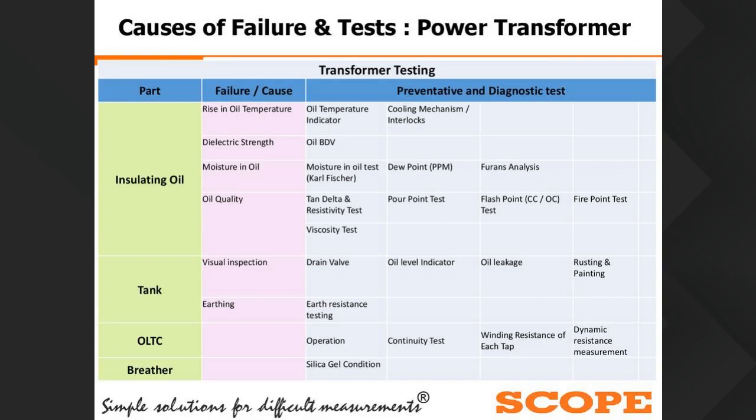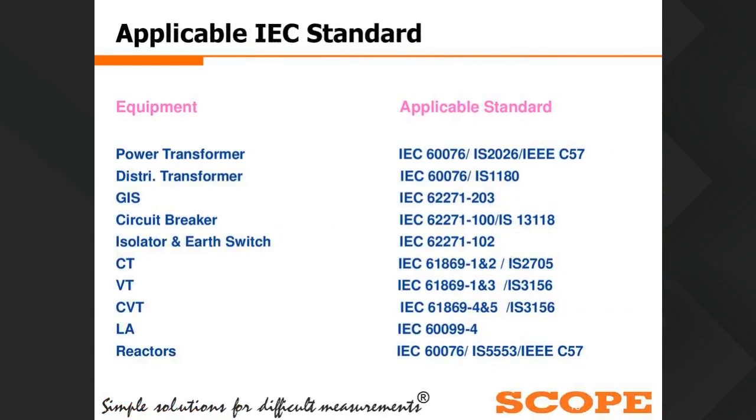So these are the applicable IEC standards for testing and design during manufacturing. All the tests have given testing-related data. For the power transformer, the applicable IEC standard is 60076. The distribution transformer is also the same IEC standard, that is 60076. For the power transformer, the IS standard is IS 2026. For the distribution transformer, it is IS 1180. Similarly, other applicable IEC and IEEE standards are there for your reference.